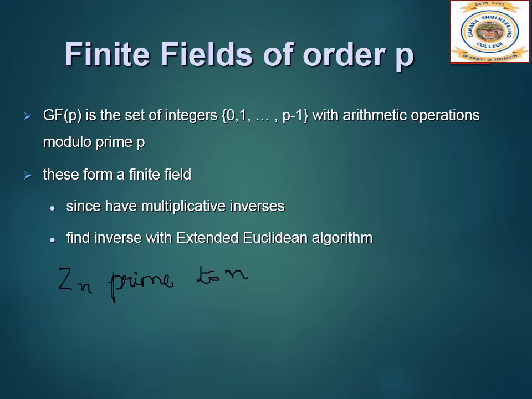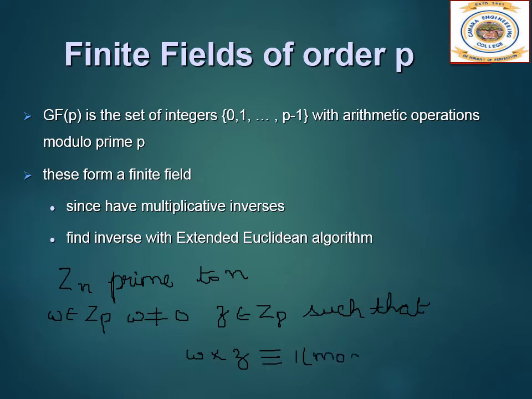So we can add one extra property over here. For each element w which belongs to Zp, where w is not equal to 0, there exists z belonging to Zp such that w times z is congruent to 1 mod p. This is the multiplicative inverse property. We can find this inverse using the extended Euclidean algorithm method.